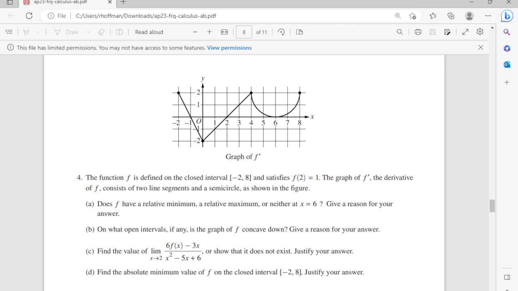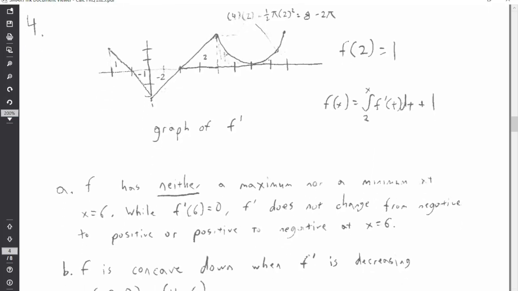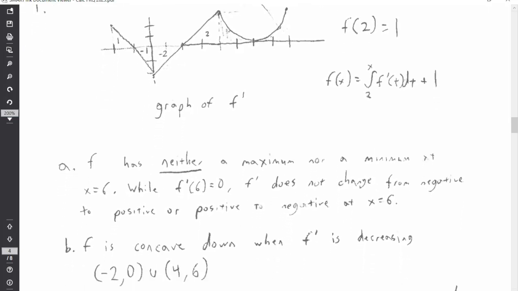Remember, your explanation should be in terms of f prime. So f is concave down. You know that f is concave down when f double prime is negative. So let's connect that to f prime. If the second derivative is negative, that means the first derivative must have been decreasing in order for the derivative of that derivative to wind up being negative. So I want to know when f prime is decreasing.